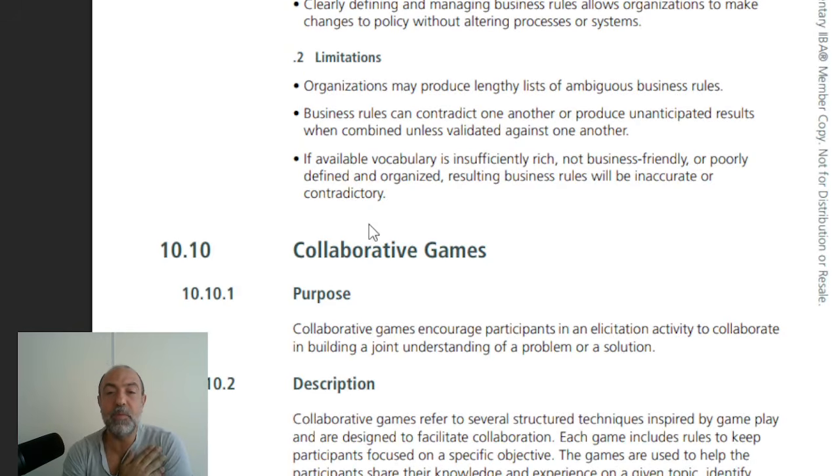Limitations. Organizations may produce lengthy lists of ambiguous rules. Business rules can contradict one another to produce unanticipated results. Yeah, when combined, unless validated against one another, right? Because, I don't know, the key is always clarity. And if the available vocabulary is insufficiently rich, not business-friendly, or poorly defined and organized, the resulting business rules will be inaccurate or contradictory. The worst thing you can do is assume small. The worst thing anyone can do is assume clarity.